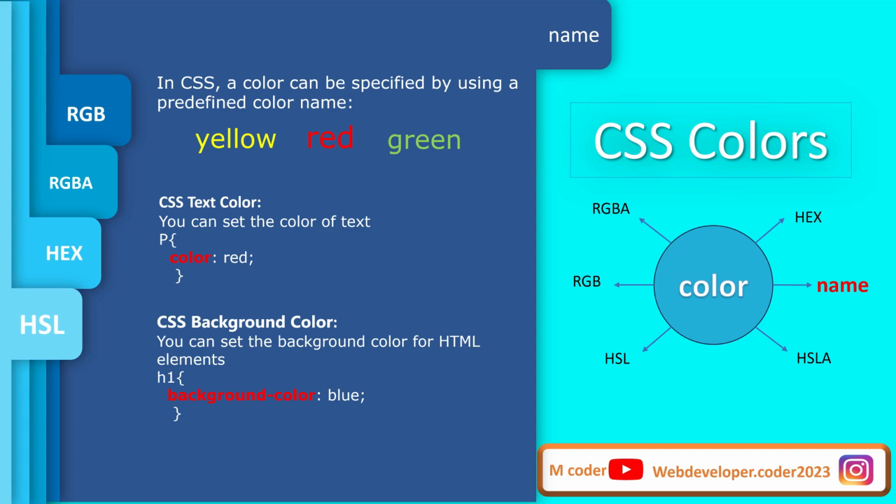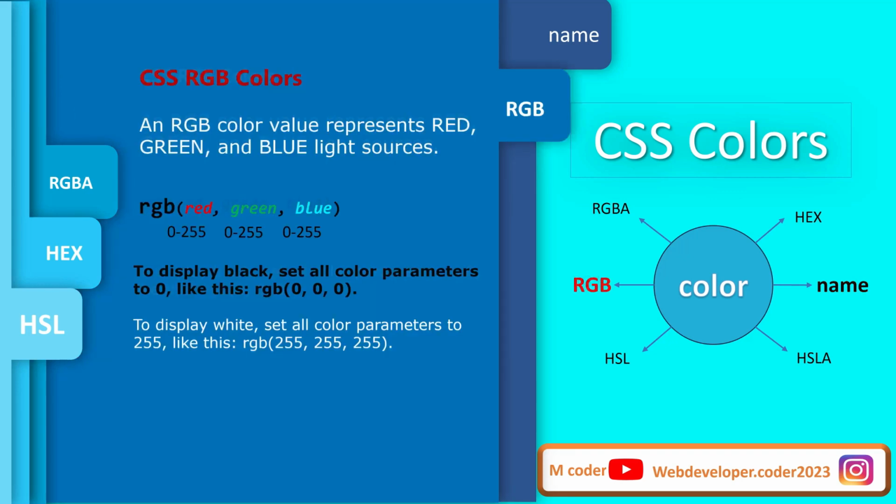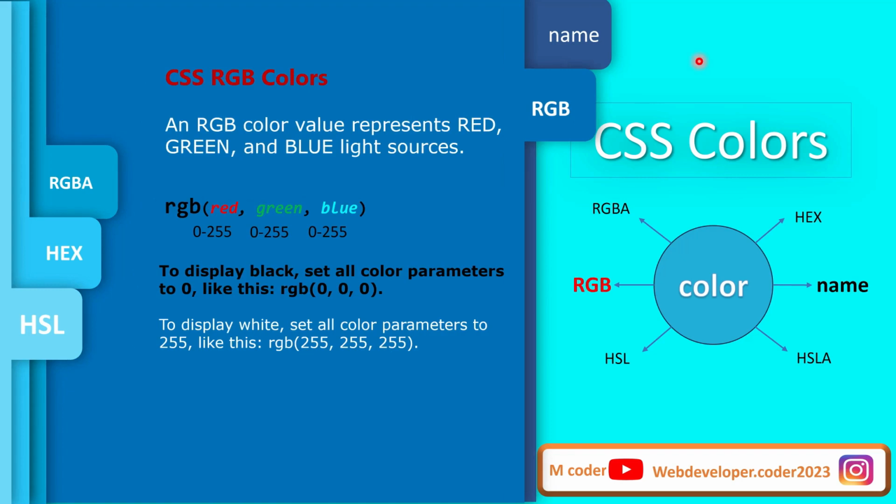Now let's examine what is RGB color. An RGB color value represents red, green, and blue light sources. In CSS, a color can be specified as an RGB value using this formula. R stands for red, G stands for green, and B stands for blue. Each parameter defines the intensity of the color between 0 and 255.